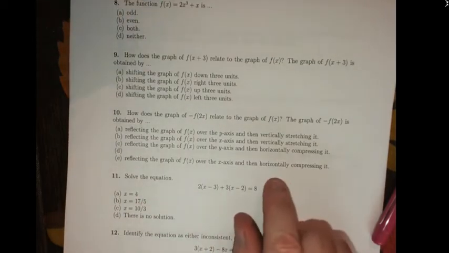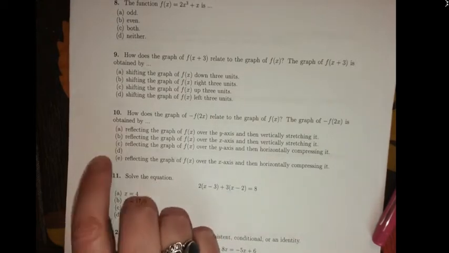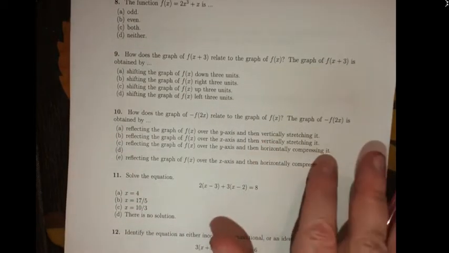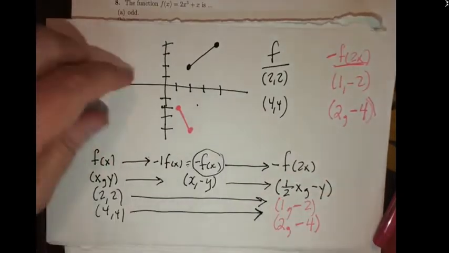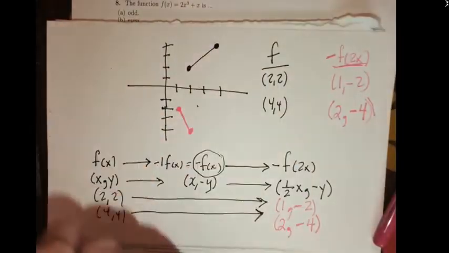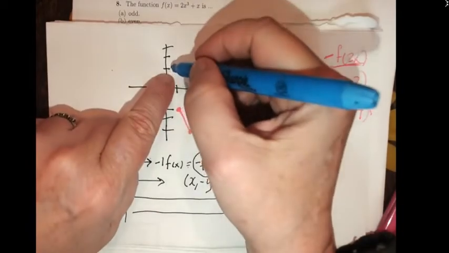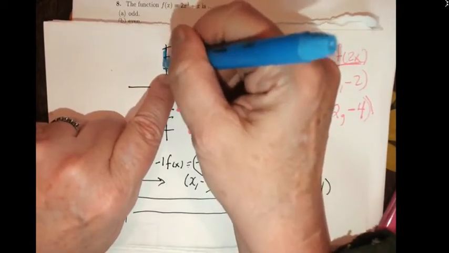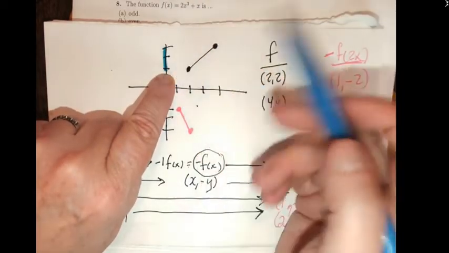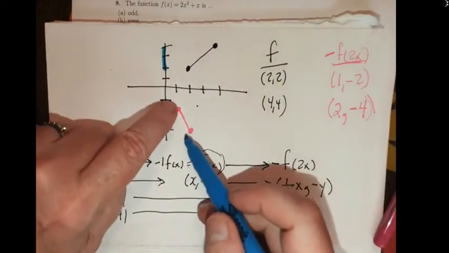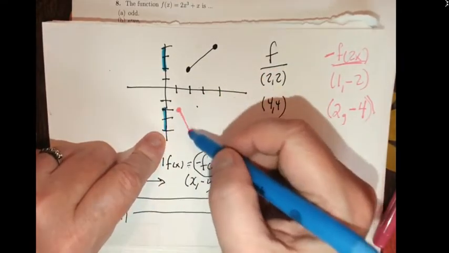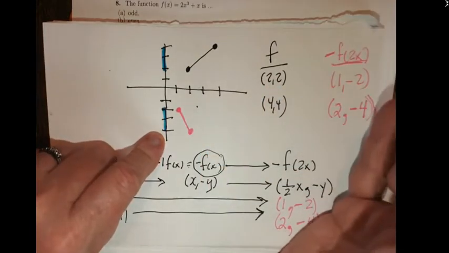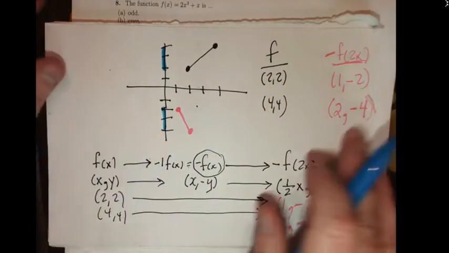Now what else is left if we rule out A and C? We have to decide between vertically stretching or horizontally compressing. Well, what's the height of this? It goes from 2 up to 4, so it has a vertical height of 2. What's the height of this one? It goes from -4 up to -2, so its vertical measurement is also 2. So nothing was done to the vertical.